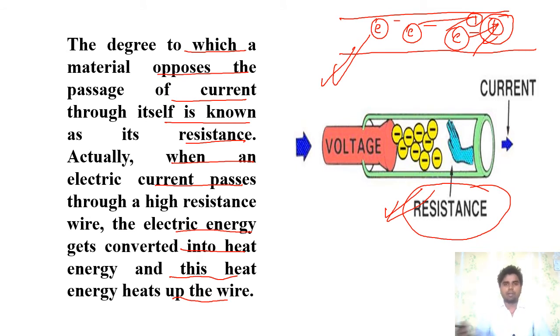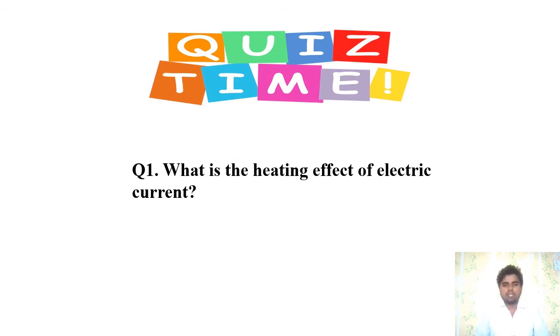Whenever there is flow of electrons in the wire, what will happen, student? The positive ion will try to stop those electrons. So in this case the resistance is increased, and there is production of heat energy. I hope you have understood this. What is the heating effect of electric current? The flow of current in a closed circuit causes the heating effect of electric current.